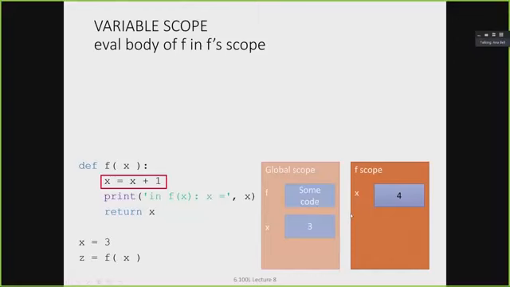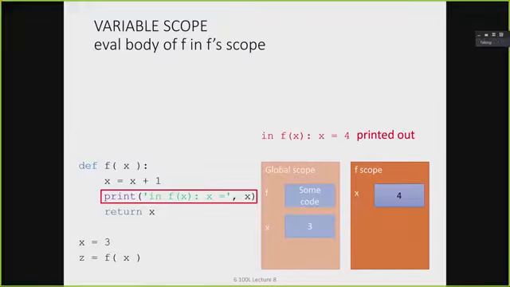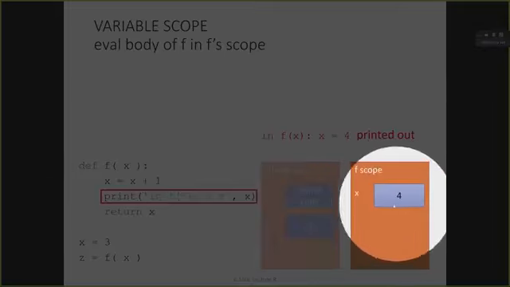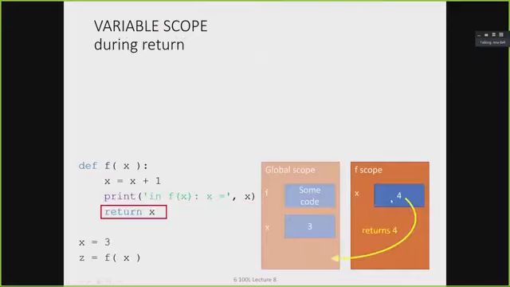Okay. All right, so I've done x equals x plus 1. Then I do the print statement. So in f of x, x equals 4. That gets printed out. And then I return x. So the thing that gets returned is the value of x, the 4. And this, again, replaces the function call. So this gets returned back to whoever called me.